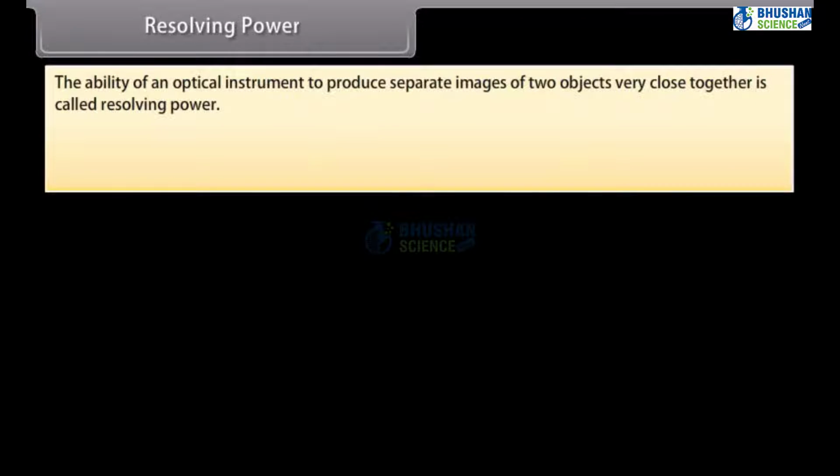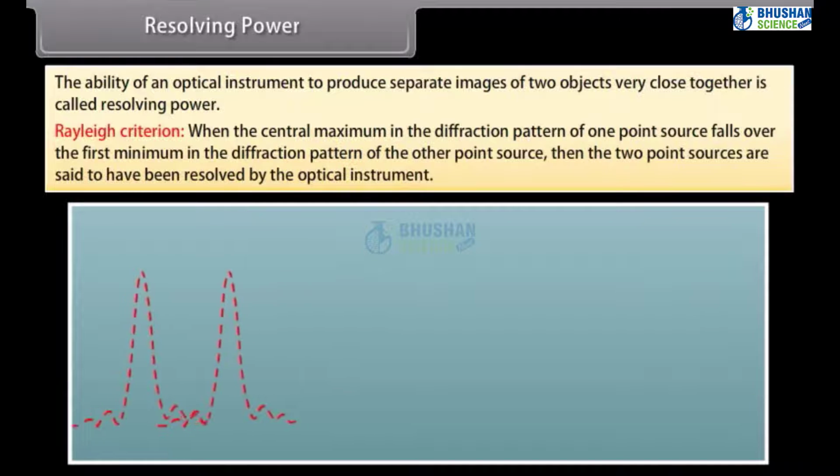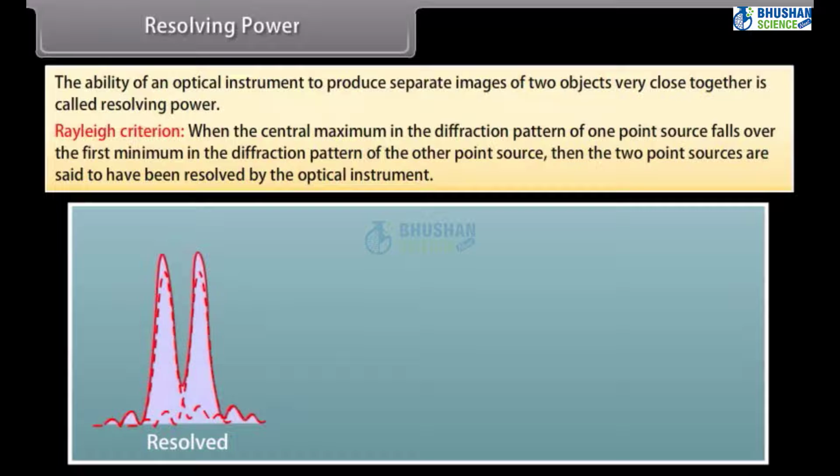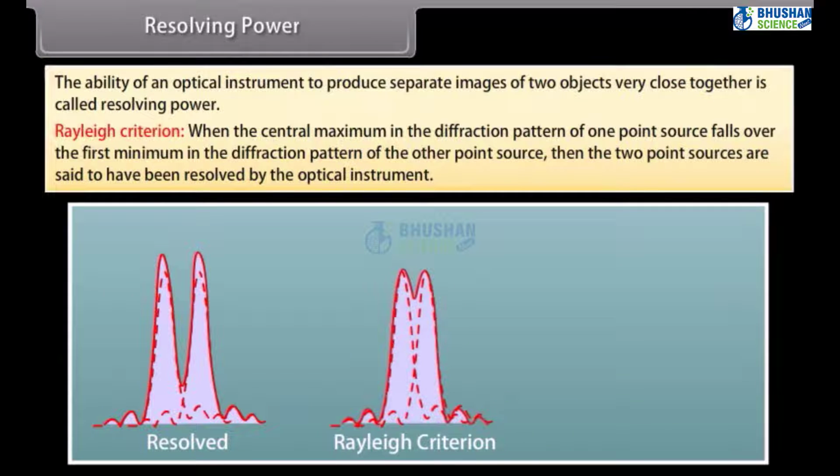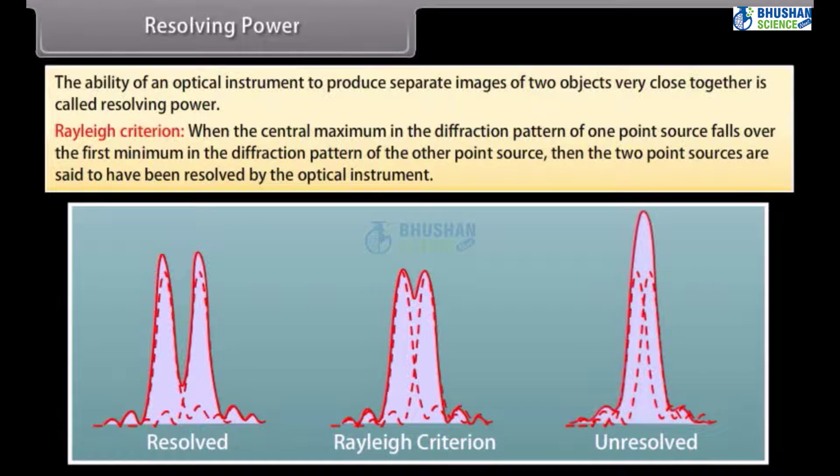Resolving power. The ability of an optical instrument to produce separate images of two objects very close together is called resolving power. Rayleigh criterion: when the central maximum in the diffraction pattern of one point source falls over the first minimum in the diffraction pattern of the other point source, then the two point sources are said to have been resolved by the optical instrument.